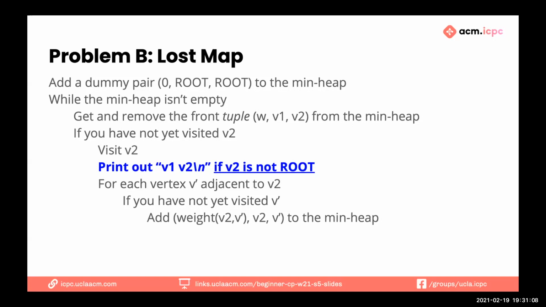And for every vertex that we haven't visited, we simply add the following tuple back into the min heap. This tuple contains the weight of the edge from V2, the current vertex that we're looking at, to one of its adjacent vertices. The vertex we're currently looking at, V2, is sort of like our parent, where we came from, and where we're going is one of the adjacent vertices, which is V prime. So we add such a tuple to the min heap.